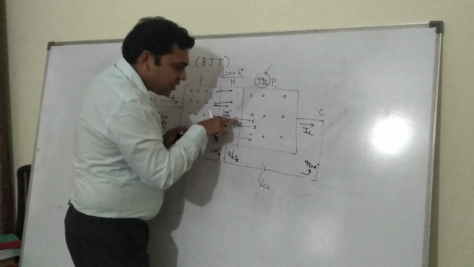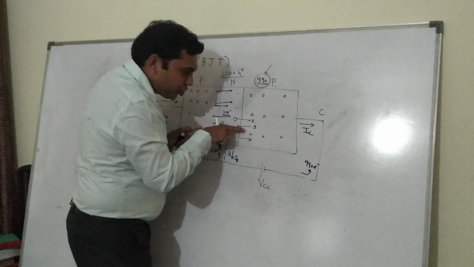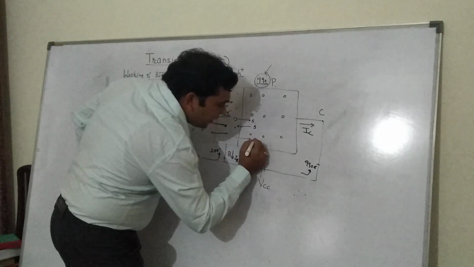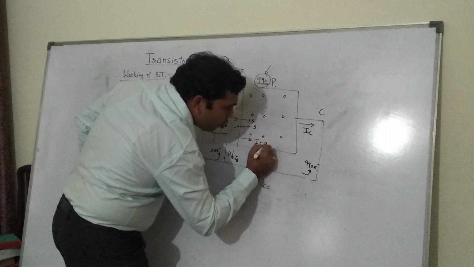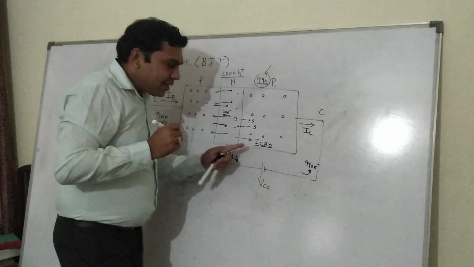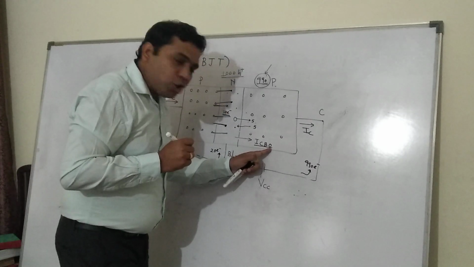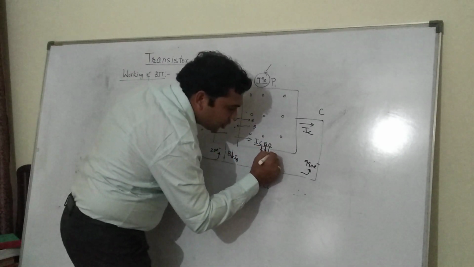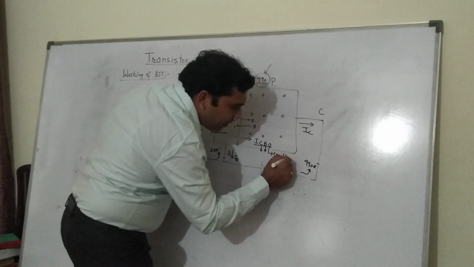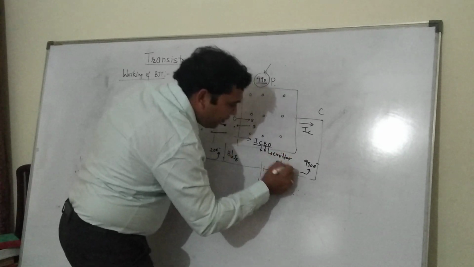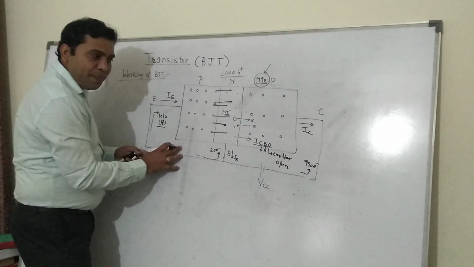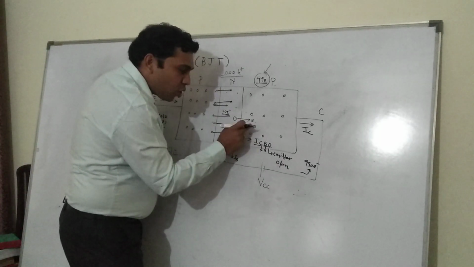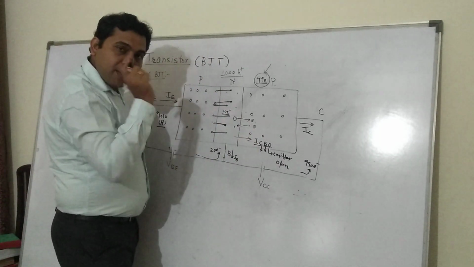Because the current is always flowing in the hole direction and opposite to the electron direction. This current is known as ICBO: collector to base current when the emitter is open. This is very important. Emitter is open, meaning even if the emitter junction is open, you still have the current because of these.